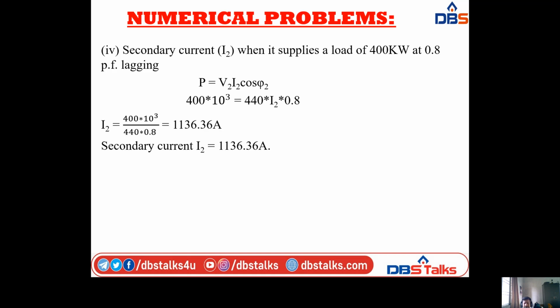Then secondary current. Secondary current is nothing but when it supplies a load of 400 kilowatt at 0.8 power factor lagging. So that is nothing but kVA rating 400 into 0.8. P is equal to V2 I2 cos phi 2. So from that I2 is equal to P by V2 cos phi 2, 400 into 10 cube by 440 into 0.8, that is equal to 1136.36 amperes.